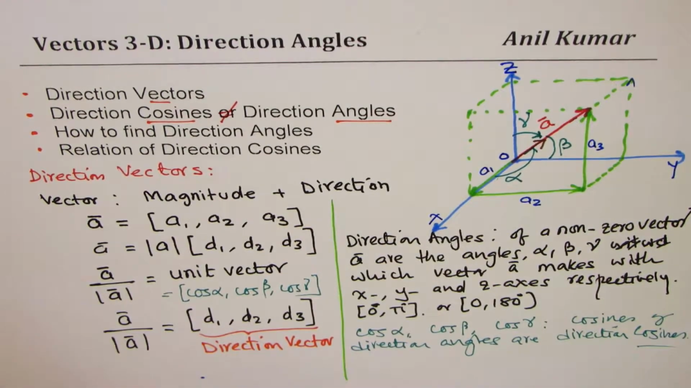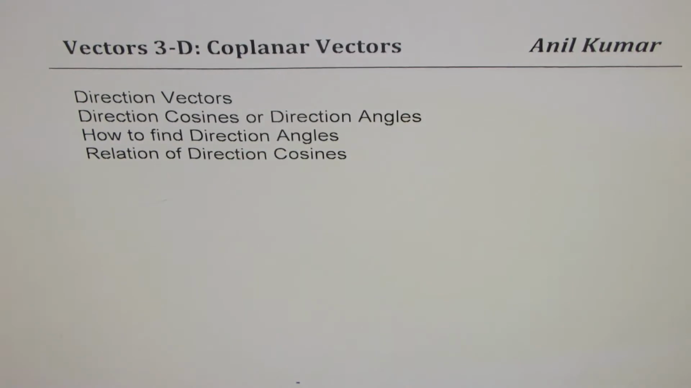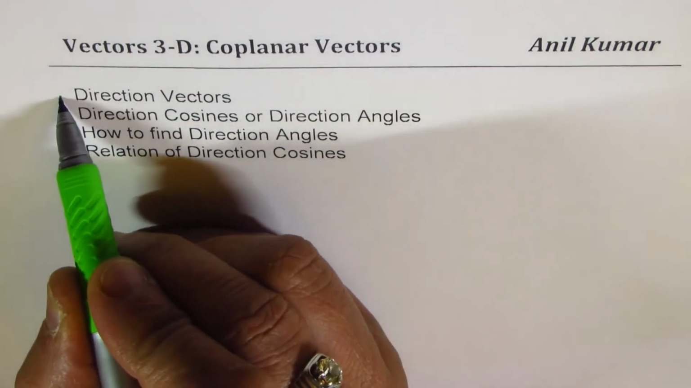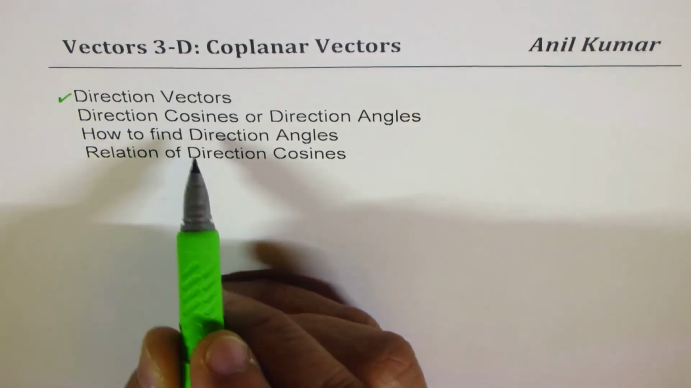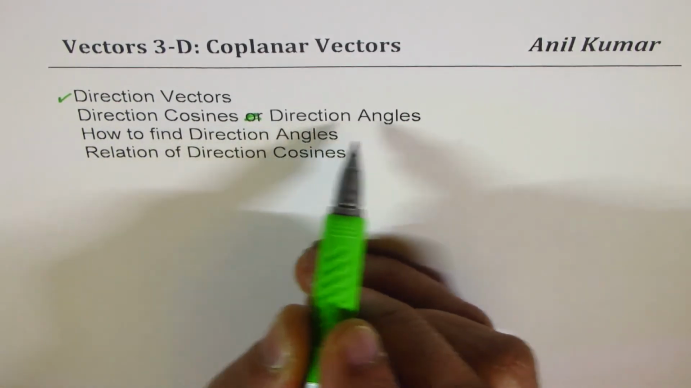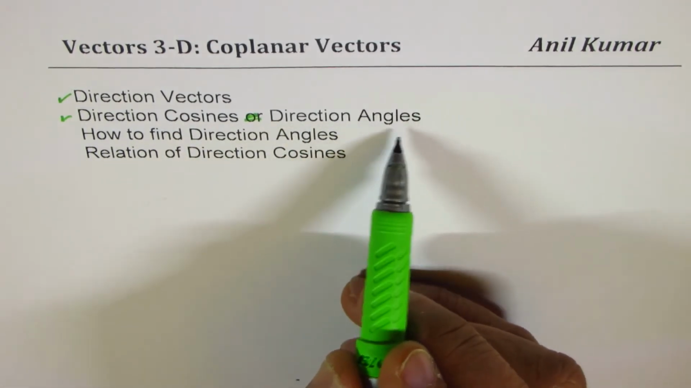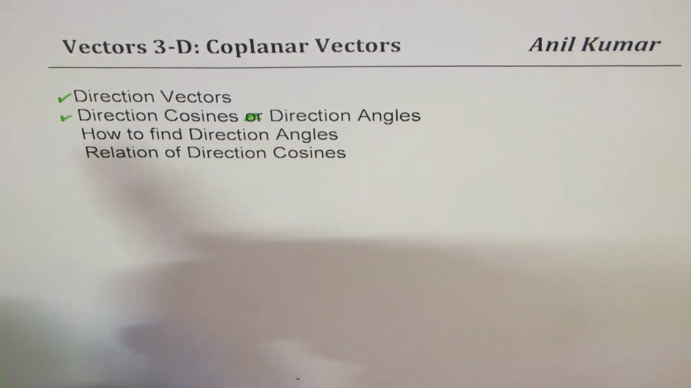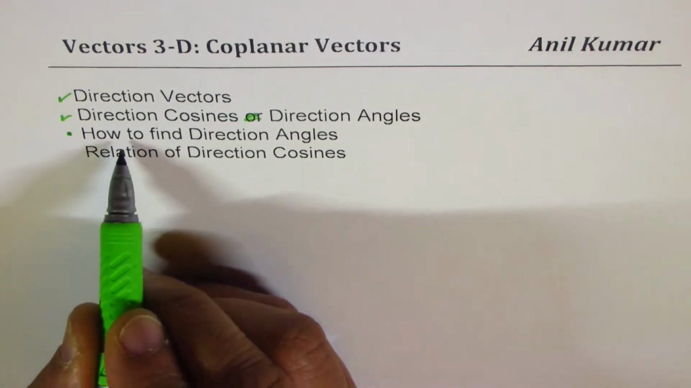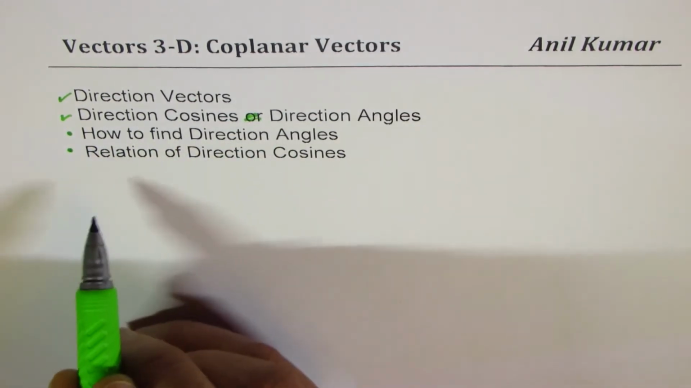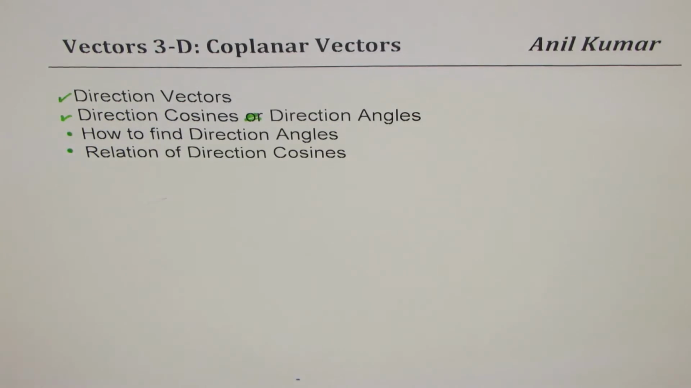So let's move on. In the first part, we have learned all about direction vectors and how direction cosines and direction angles are related. Correct? So basically, direction angles, their cosines are direction cosines. Now let us see how to find the direction angles and what is the relation between direction cosines. So let me again sketch the R3 plane, and from there we will find the direction cosines.